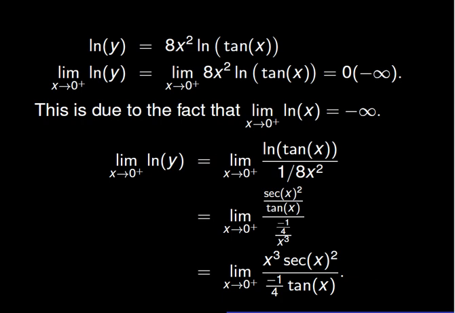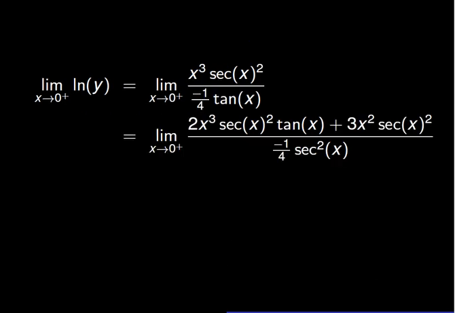Therefore, we still have to repeat the process one more time. The derivative of x cubed times secant of x to the power 2 is 2x cubed times secant of x to the power 2 times tangent of x plus 3x squared times secant of x to the power 2, and the derivative of minus 1 over 4 times tangent of x is minus 1 over 4 times secant squared of x.